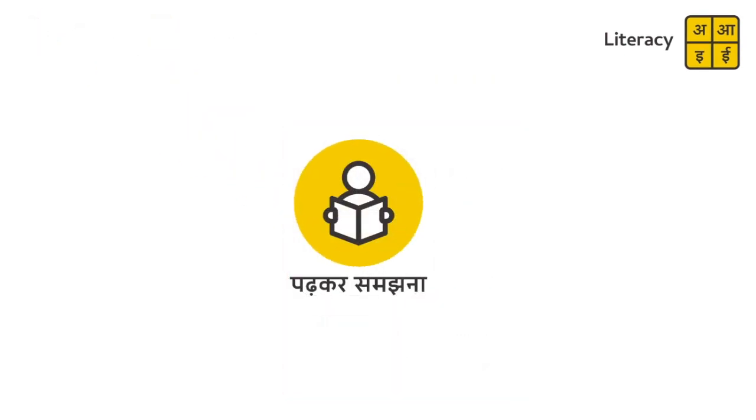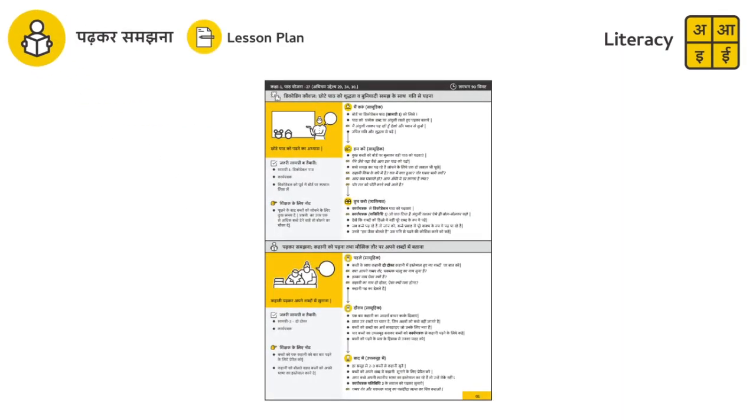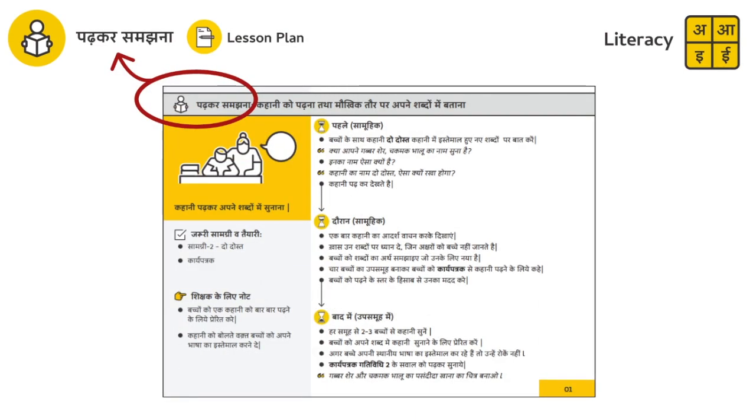The next section is Padhkar Samajhna, where students read with understanding. Here is a lesson plan for Padhkar Samajhna. Let's see how the instructions are provided in this section. In this section, the teacher instructs on how to construct meaning from the written text and think critically about it, involving various skills such as explaining what has been read, giving examples, making inferences, drawing conclusions, summarizing, and more.